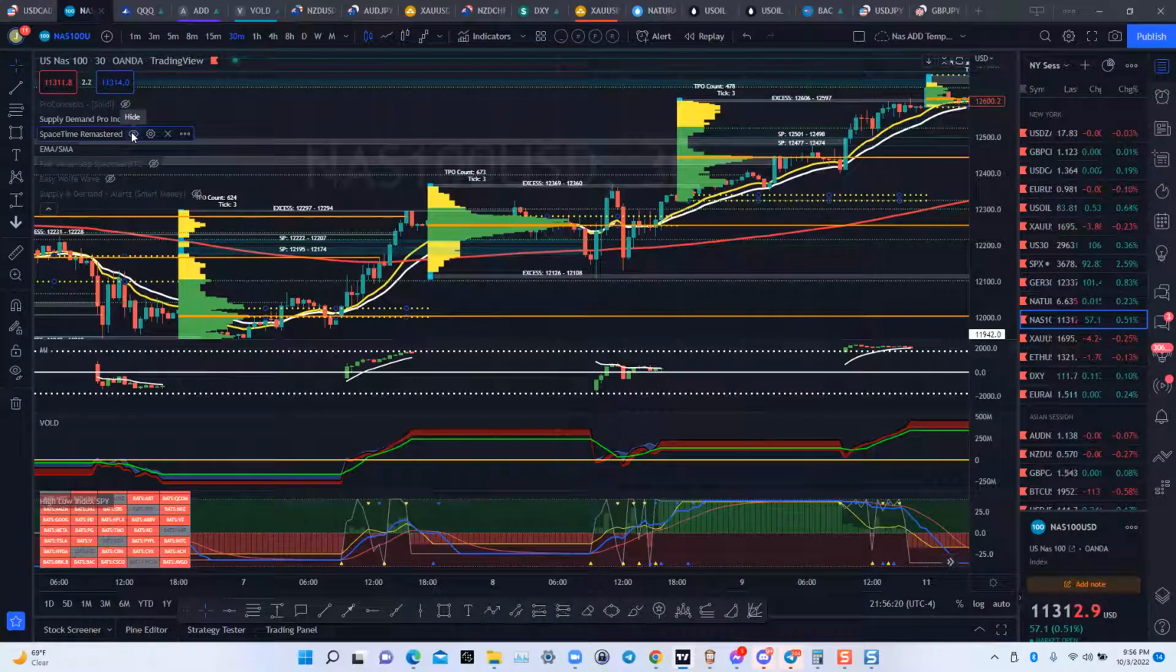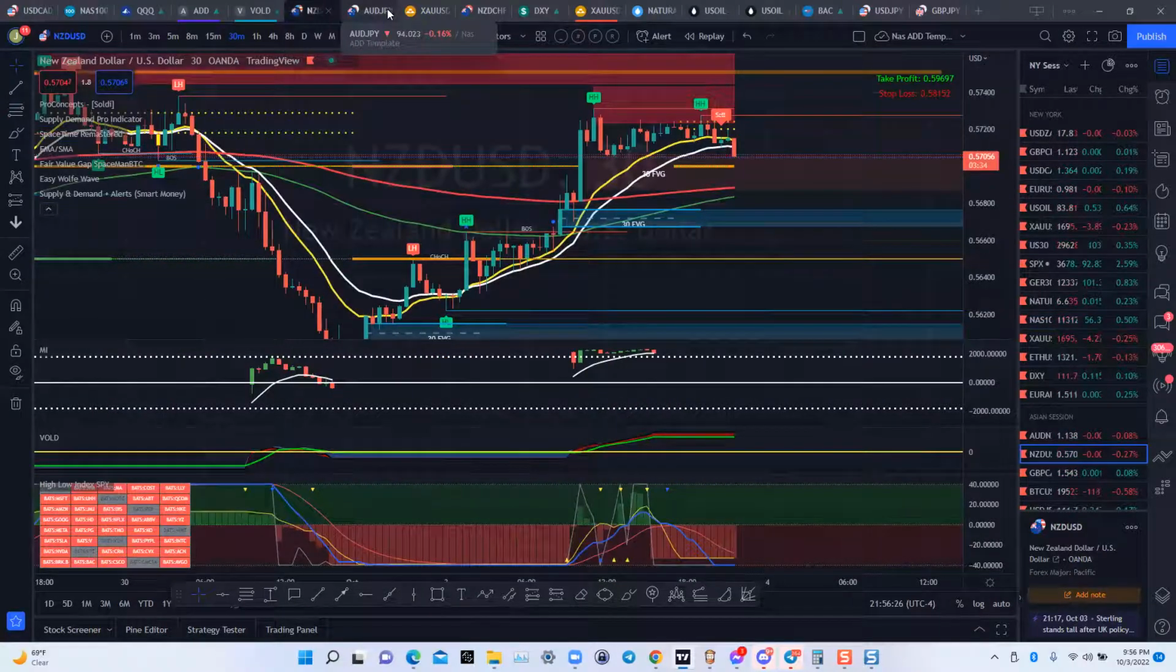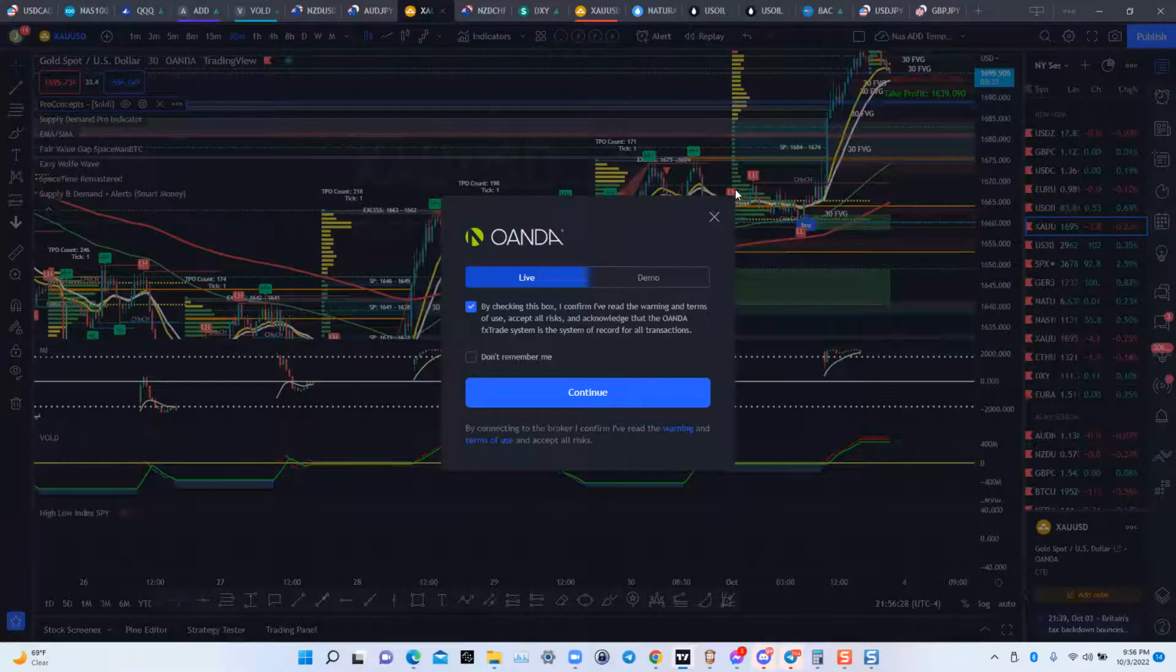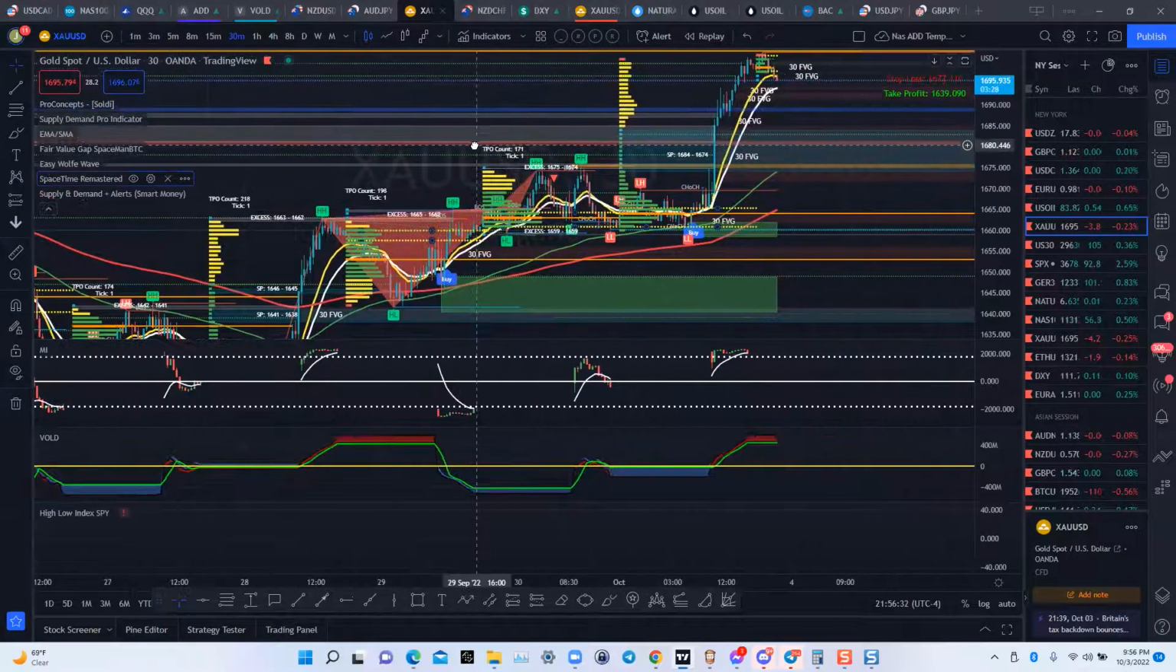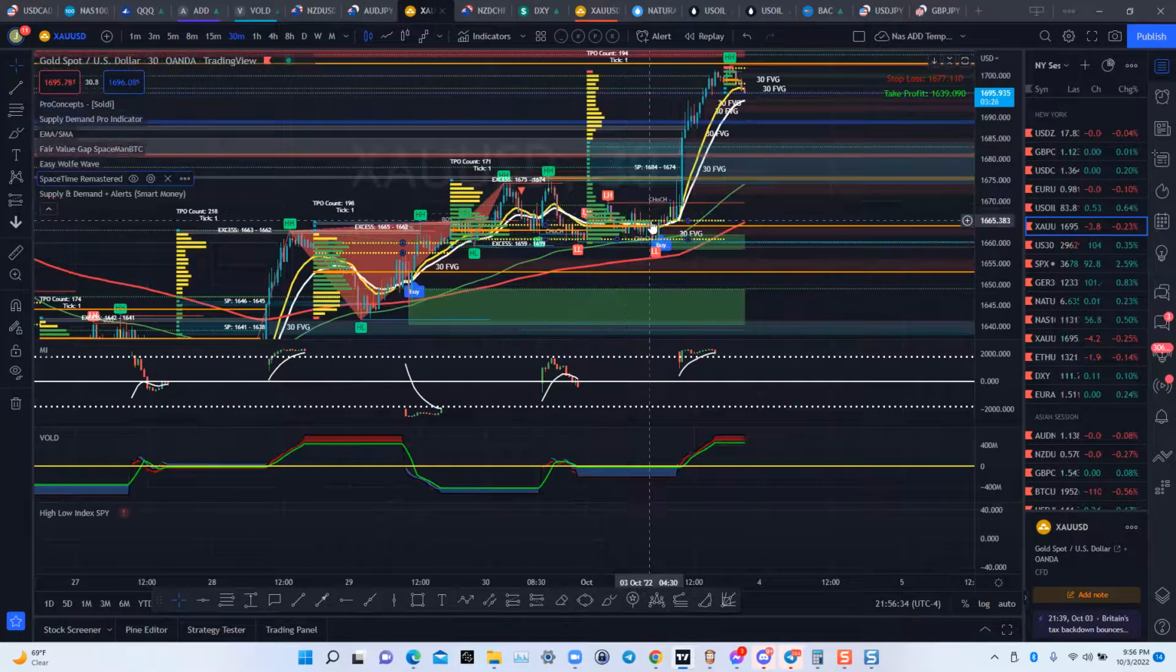And the spaceman also works, not so much the ADD and the volt, but it also works on forex pairs. So you can come to a forex pair like gold, and you can see how it works on gold too. See, these are levels here. Here's a perfect example of this little industrial balance right here. And these are other EMAs, but you can see all the EMAs are going up.